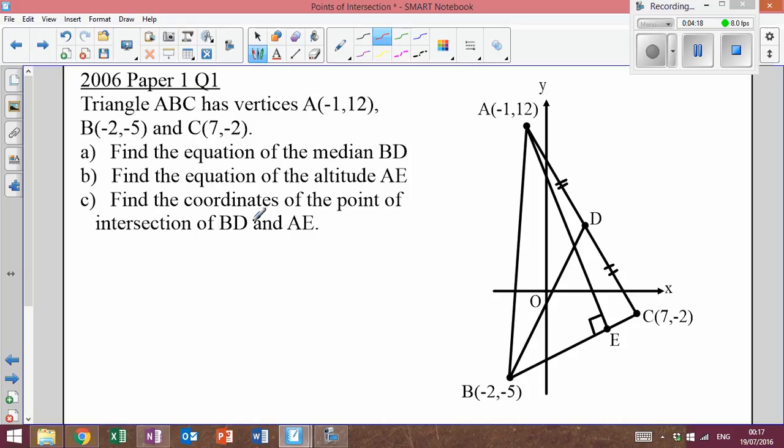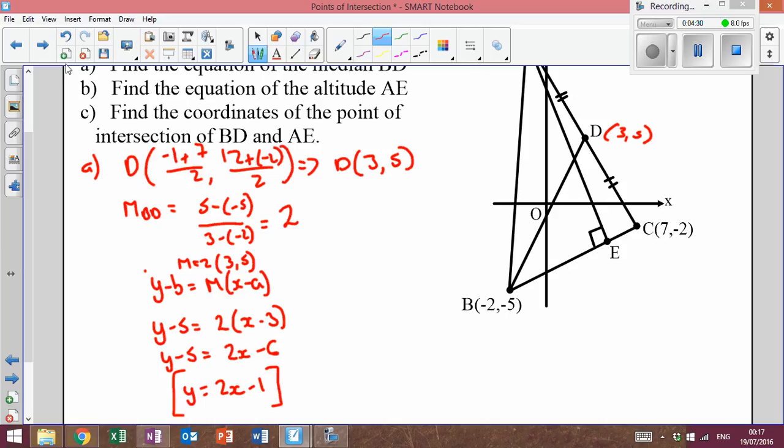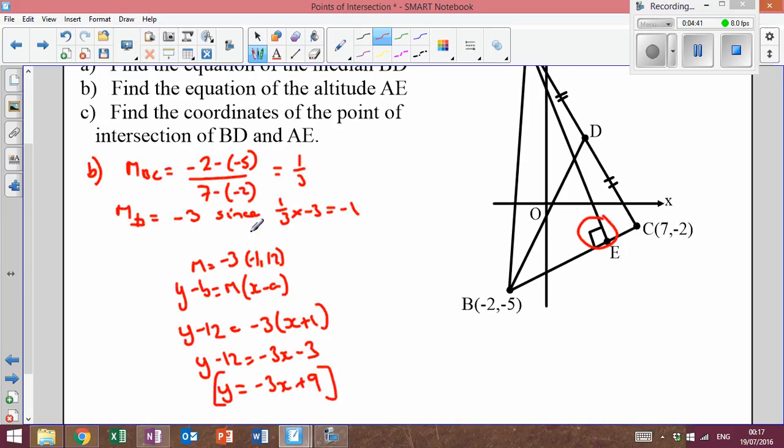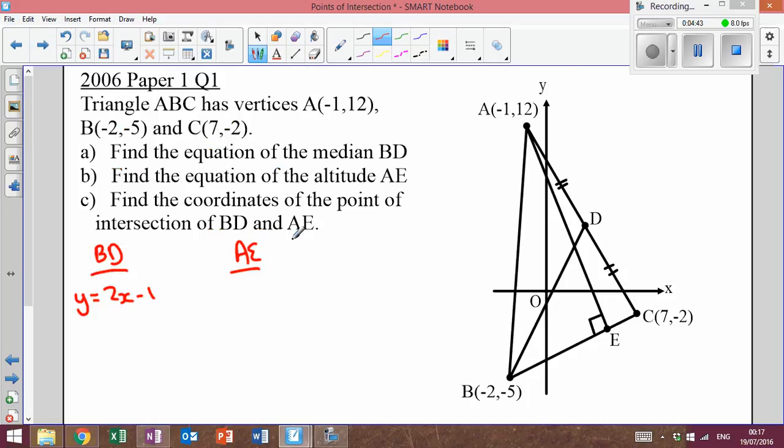Part C is where it gets interesting. This is a new bit. Find the coordinates of the point of intersection of BD and AE. Okay, so let's just remind ourselves. BD was y equals 2x minus 1. AE was the equation y equals negative 3x plus 9. And we want to find that point of intersection.